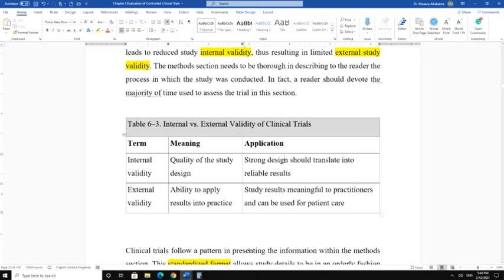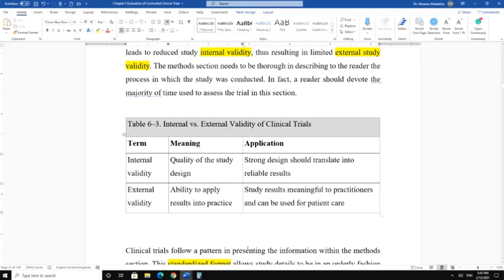Okay. طيب, if you have good design, can you have external validity? Yes or no? Okay, it can be yes or it can be no. If the study results are meaningful to practitioners, يعني the practitioners can now apply the study to their patients for improving their health, then it's meaningful, then you have external validity.